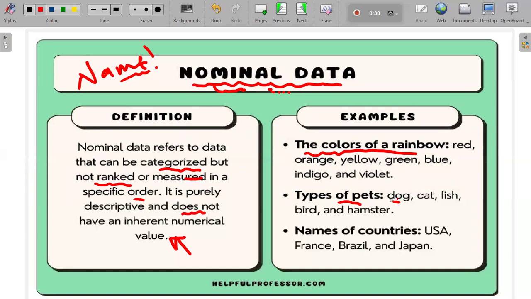We can have dogs, some people can have cats, others can have fish, bird, just like that. So it's just the data that is used to categorize. Another example can be names of countries. We can say that one is a Zimbabwean, that one is a Malawian, that one is a Zambian, based on what? Nominal data. So nominal data has no order.